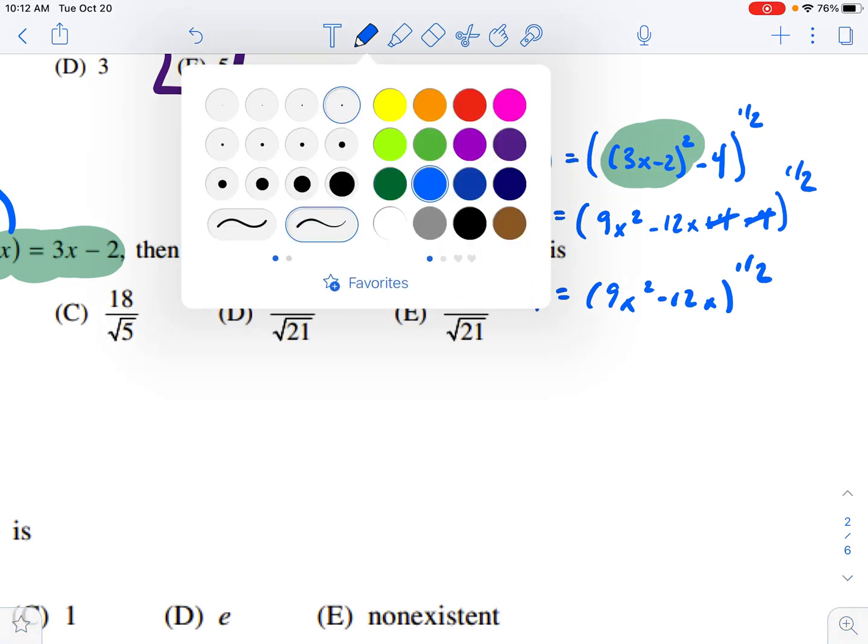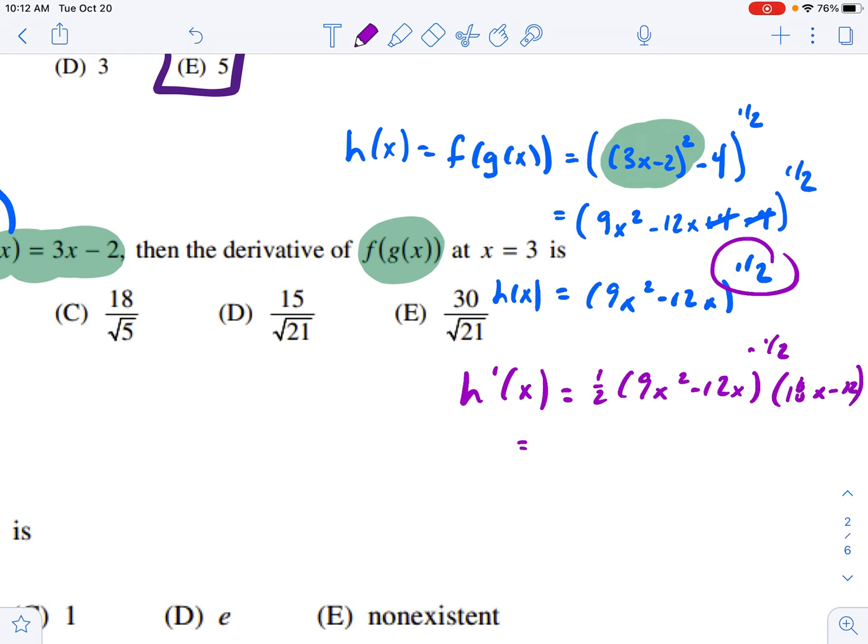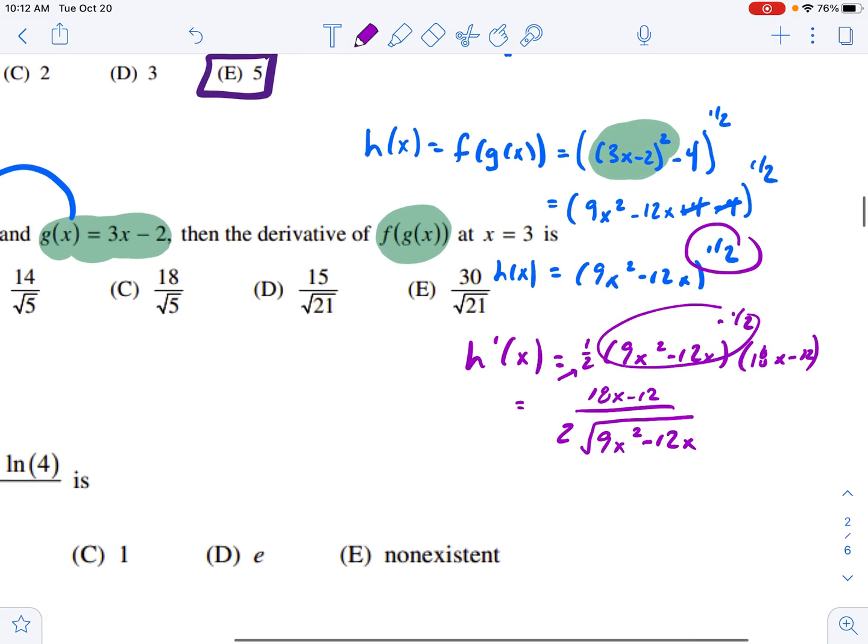Now taking the derivative is still a chain rule, but it's not nearly as complex as what we just saw. So I'll bring that down. And the derivative inside, 18x minus 12. And if I clean this up, I'm going to have 18x minus 12 in the numerator. I'm going to have a 2 in the denominator, and then this thing under the radical in the denominator. Okay, so there's h prime of x.